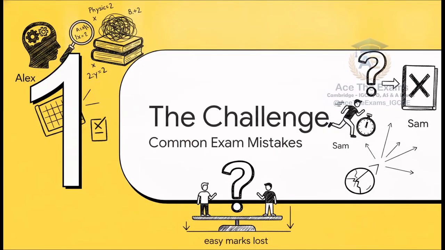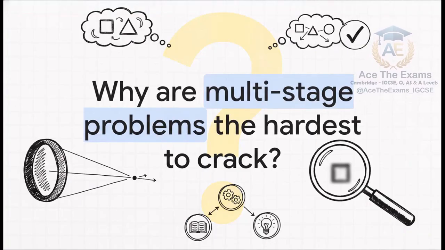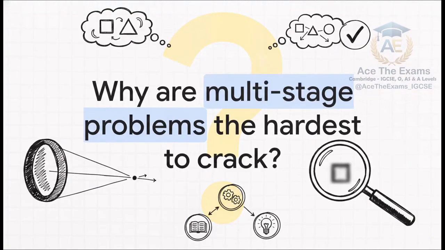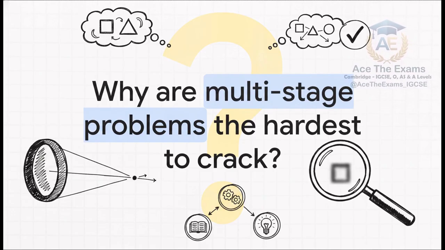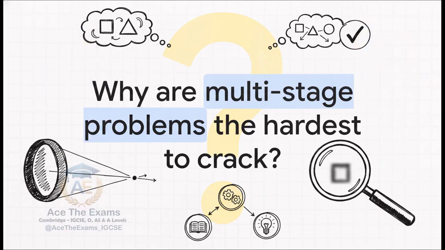All right, Act 1, the challenge. Let's look exactly at where most candidates instantly lose their marks. So why exactly are multi-stage lens problems the hardest nuts to crack? This is the core dilemma pulled straight from the principal examiner reports. To really understand this, let's meet two hypothetical gladiators in our arena, Alex and Sam. Think of them as the avatars of the two most common fatal mistakes students make.